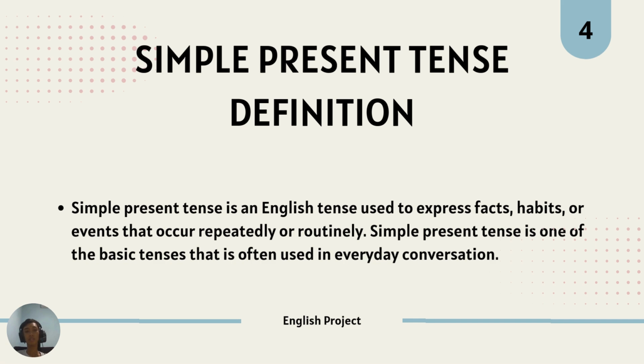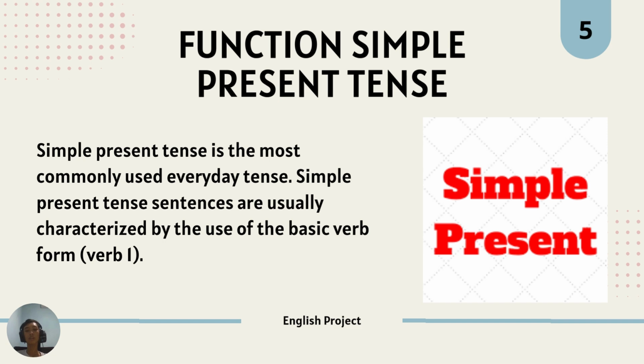Simple present tense definition. Simple present tense is an English tense used to express facts, habits, or events that occur repeatedly or routinely. Simple present tense is one of the basic tenses that is often used in everyday conversation. Function of simple present tense. Simple present tense is the most commonly used everyday tense. Simple present tense sentences are usually characterized by the use of the basic verb form, or verb 1.